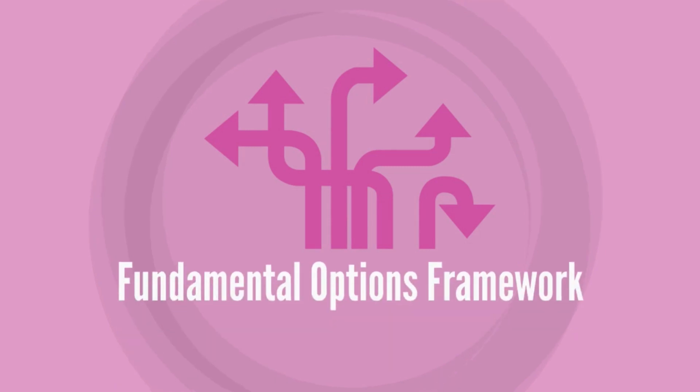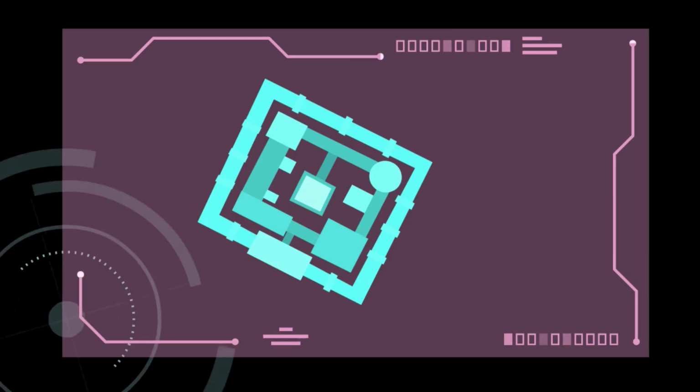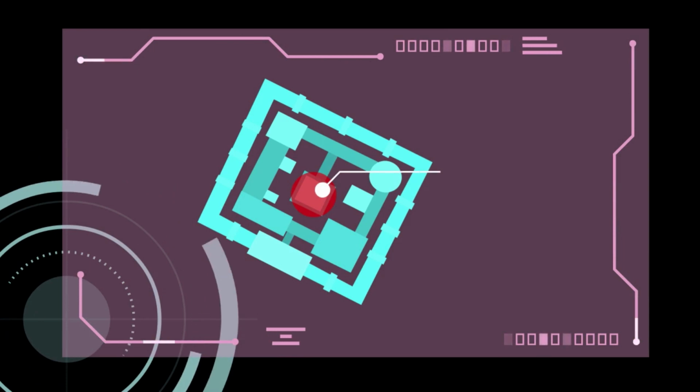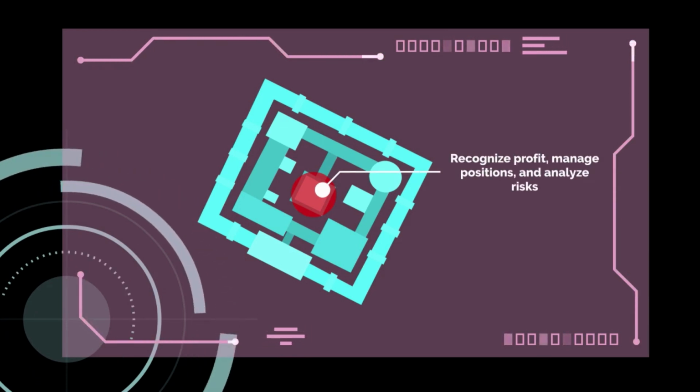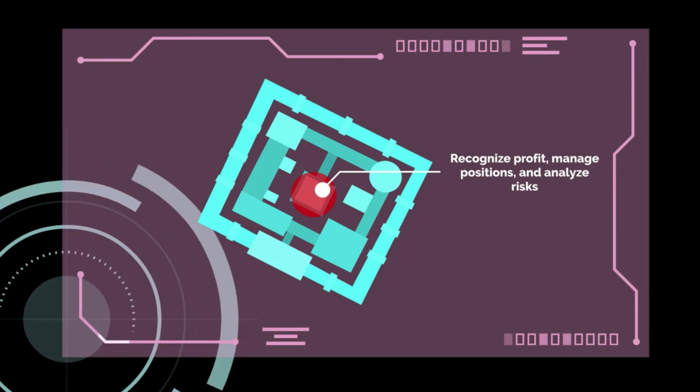Fundamental Options Framework. ZETA auto-generates strikes and expiries for each option, with a seamless settlement framework to recognize profit, manage positions, and analyze risks, all on-chain.